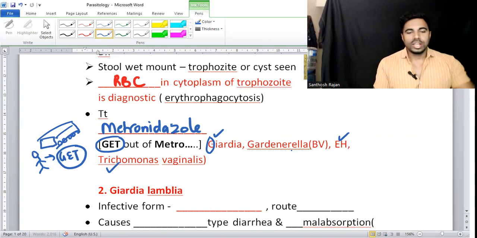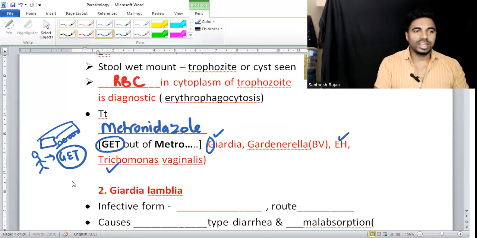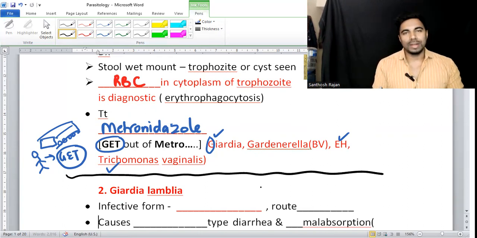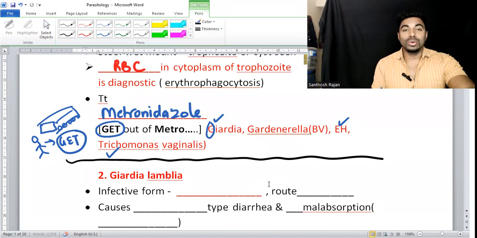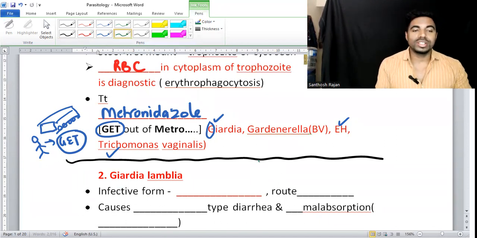Right. Now, next topic. So we are done with it. These are the main questions they'll ask you on Entamoeba histolytica. Now, our next topic is Giardia lamblia. Giardia lamblia, one thing I always repeat again and again: the motility is important.